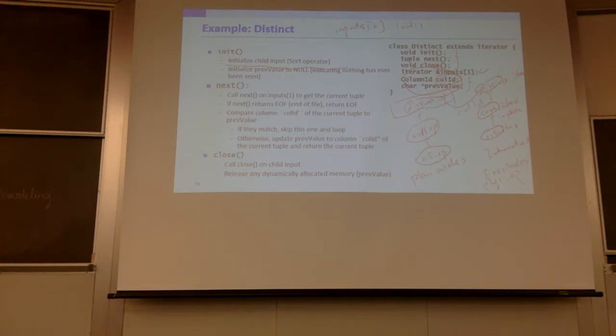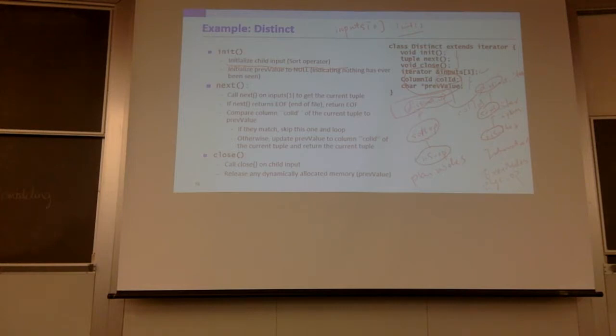Okay, so it will point to the correct version of your function, and since your upstream input, your child input, is actually a sort, this init call will be directed to the init method in your sort iterator, okay? And that's automatically handled by your programming language, so you don't have to worry about it. That's the key benefit of abstraction.